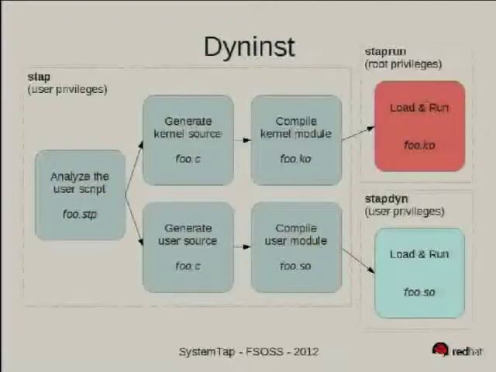As a comparison, with Dyninst most of it is exactly the same. You still have a SystemTap script, foo.stp. We're still going to generate user source from a C file. But instead of a kernel module, we're going to compile a user module, or a shared object library. And loading a shared object library is not an escalated privilege task. We remain in ring 3, and programs do it all the time.